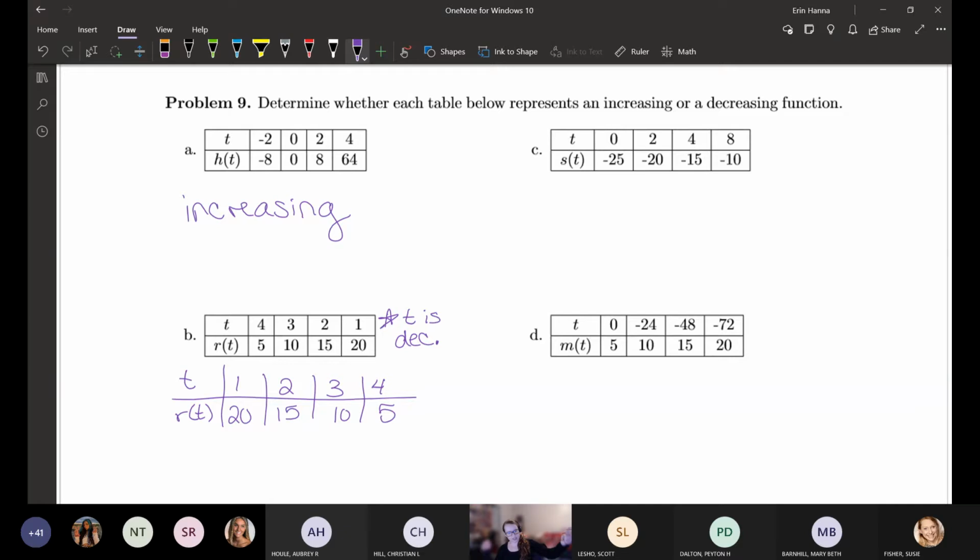So now that we have the T values increasing, which again is incredibly important, you always need your essentially X values to be increasing to then consider the Y values. So now once we flip this around, our Y values are going down, 20 to 15 to 10 to 5. So since the Y values are decreasing, we have a decreasing function.